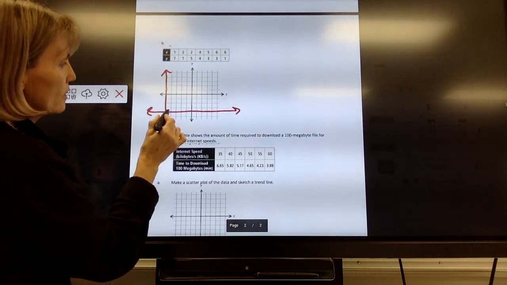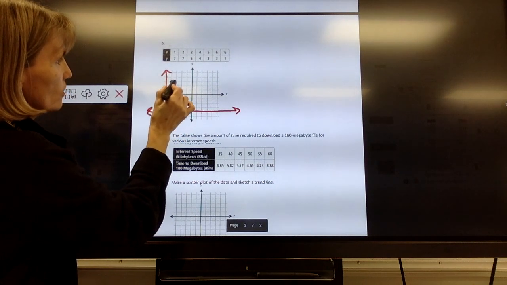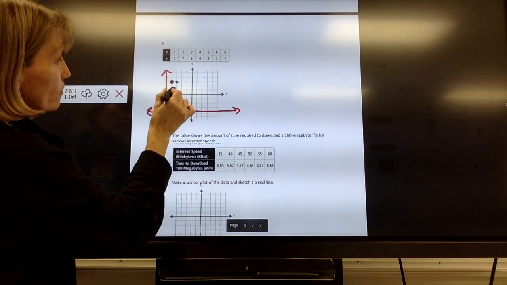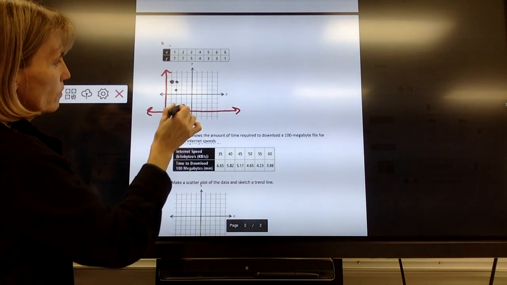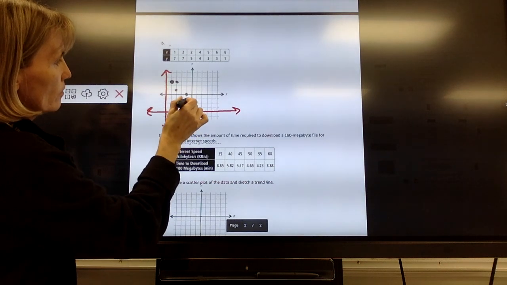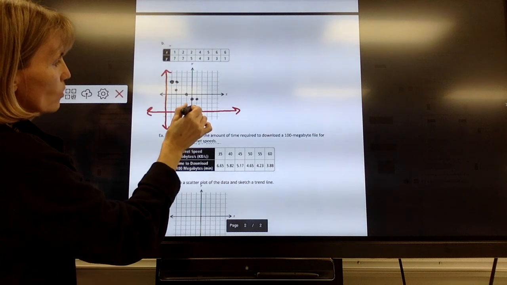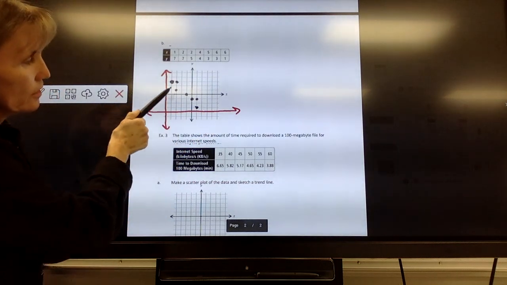So I got 1, 7, 1, 2, 3, 4, 5, 6, 7, 2, 7, and I got 2, 5, 4, 4, 5, 3, 6, 3, and 6, 1. Okay, so there's my points. You can kind of see that they're tending to go downhill.